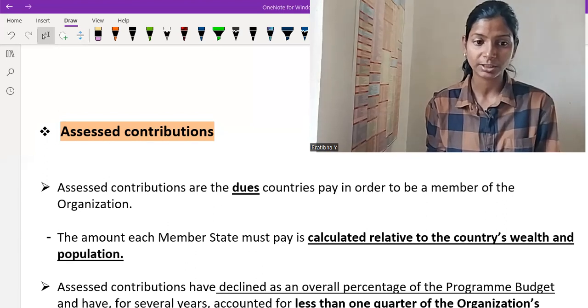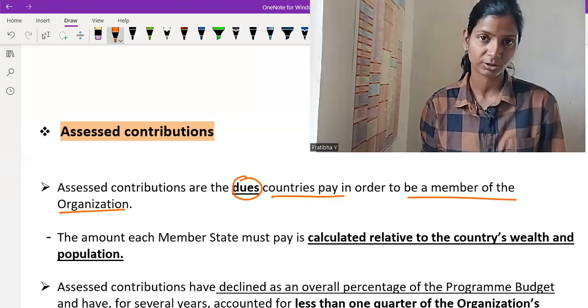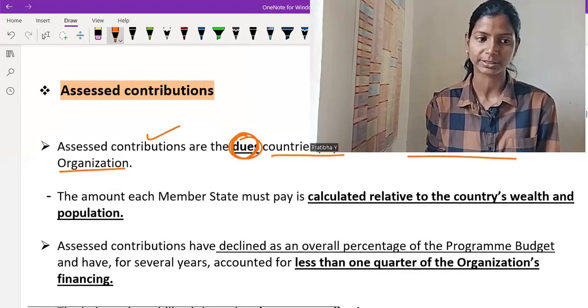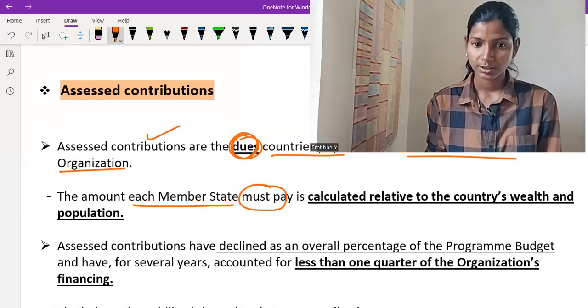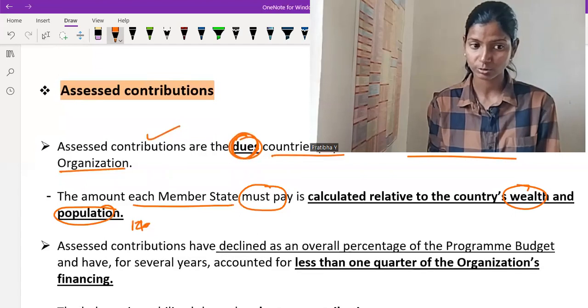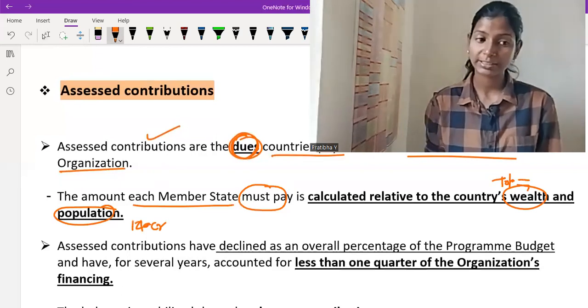So SS contributions are dues countries pay in order to be a member of the organization. If anyone wants to become a member of any organization, then they have to pay SS contribution, which is a type of due. The amount each member state must pay is calculated related to the country's wealth and population. For example, the population of India is 140 crore. The USA is the top country in terms of wealth. So the amount each member must pay is calculated related to their wealth as well as their population.